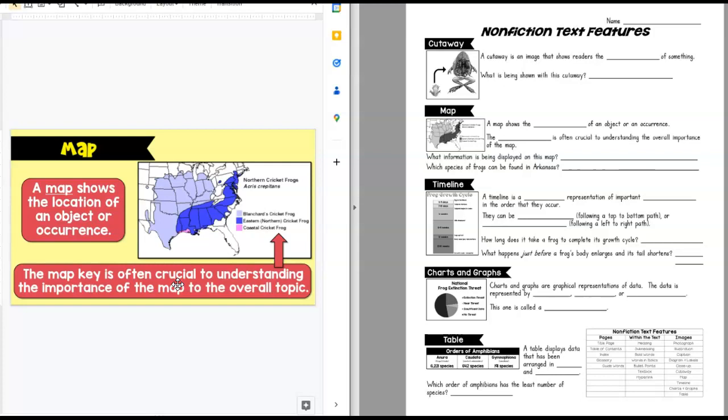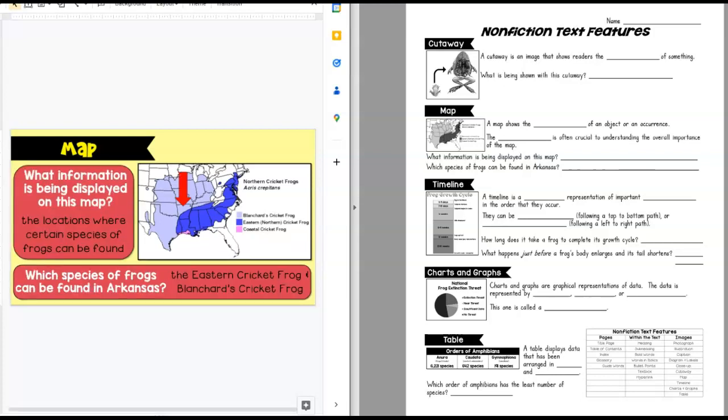So a map is often important to help us understand where things are at, so that in our minds we know what part of the country or what part of the continent or what part of the world is being displayed. What information is being displayed on this map? Right, here's your answer. The locations where species of frogs can be found.